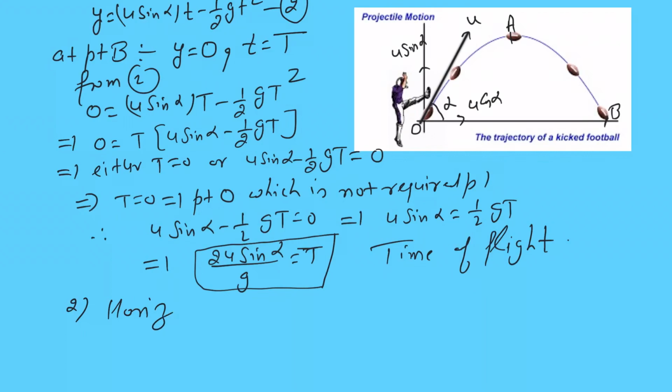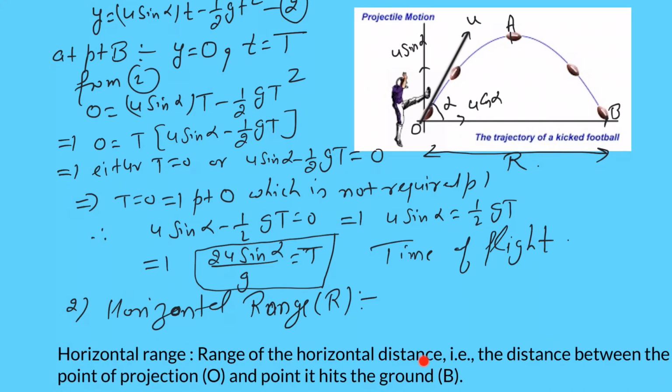Now next we find the horizontal range, number 2. Say it is denoted by R. So this distance O to R is called the horizontal range, and it is denoted by R. The range, or horizontal distance, means the distance traveled horizontally, denoted by R. That is the distance between the point of projection O and the point where it hits the ground.